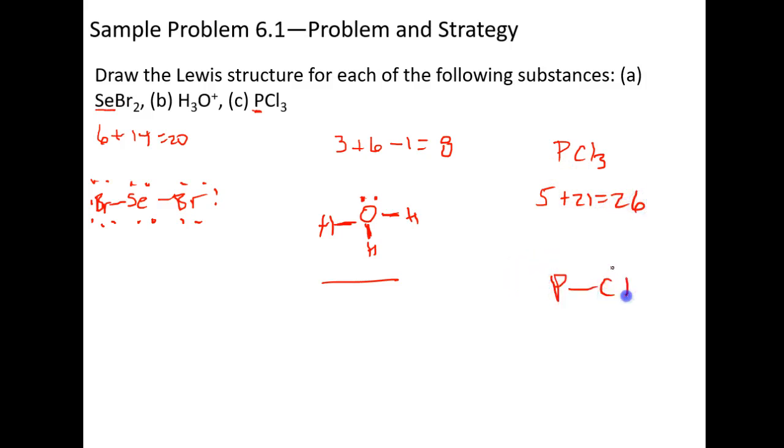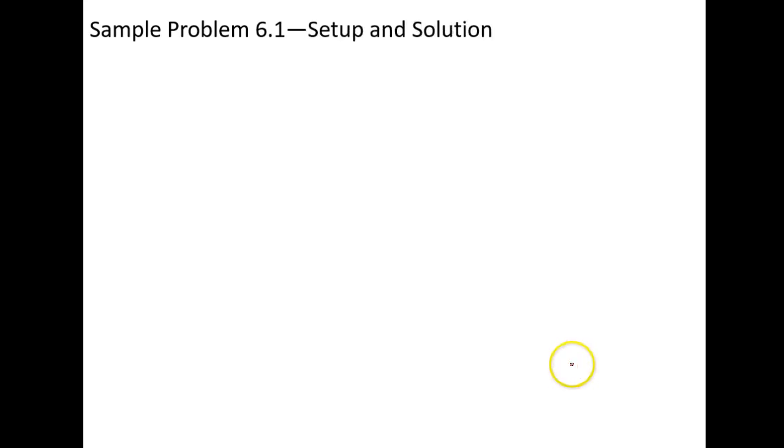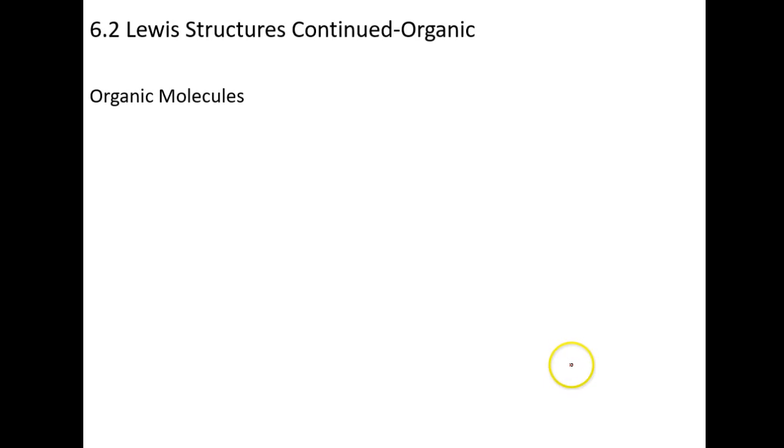So phosphorus plus chlorine, and then phosphorus plus another chlorine. So that's 24, 25, 26. All right, hopefully this makes sense and you got it. And if there's any questions, obviously, please come and talk to me. We're going to put on pause right here and we will start section 6.2 on the next video.